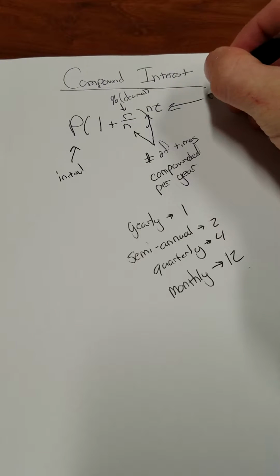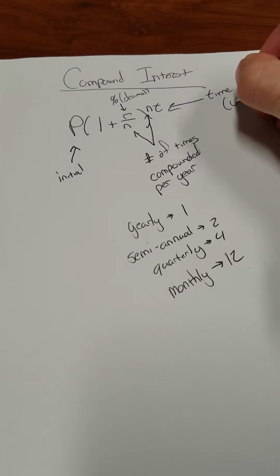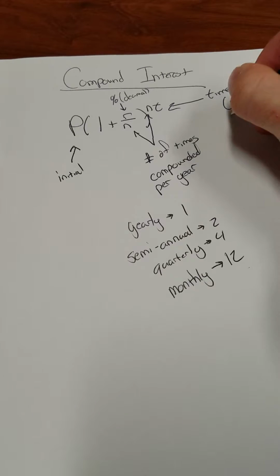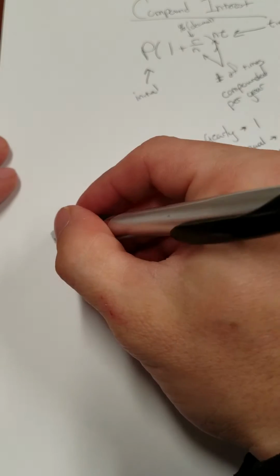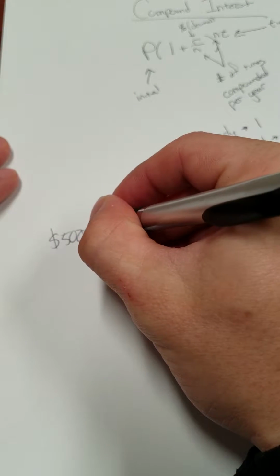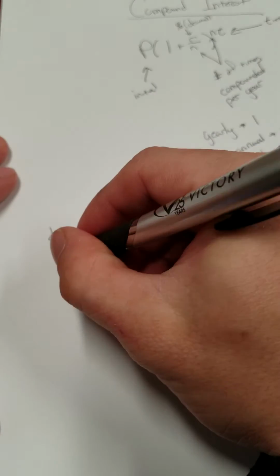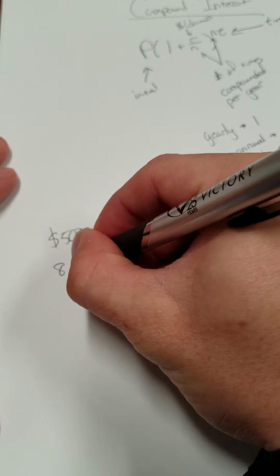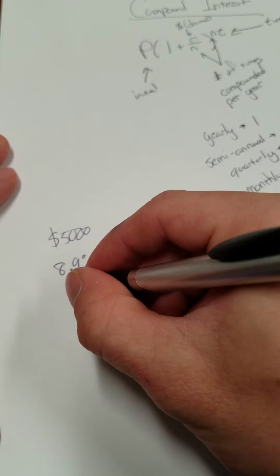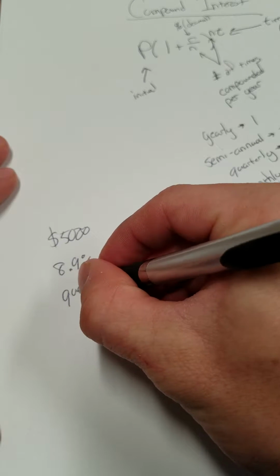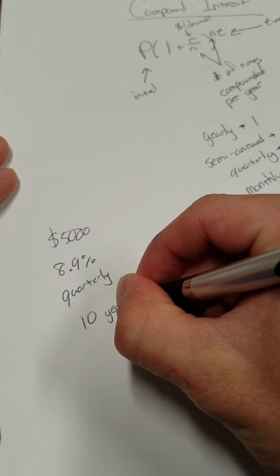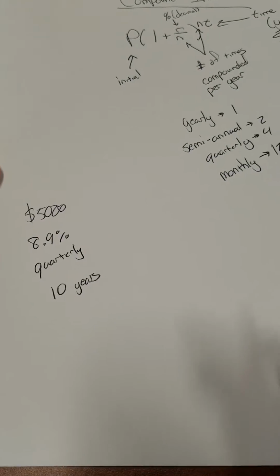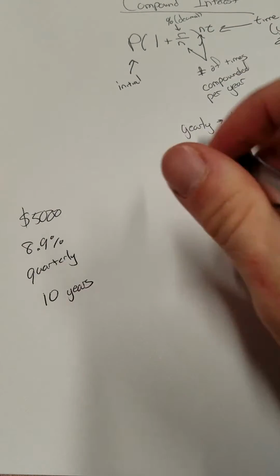t is time. This is always in years. Make sure you watch out for that. Okay, time always in years. So let's say that we invest $5,000 at a rate of 8.9%, compounded quarterly over 10 years. So we've got to set this problem up using that same exact equation.